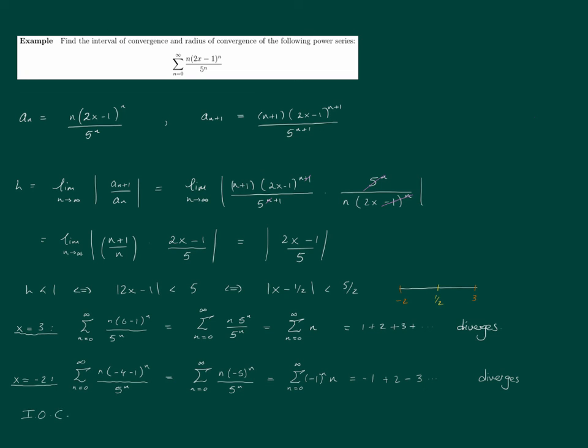So the interval of convergence is going to be the open interval without either endpoint. And just to highlight back up here, this tells us that the radius of convergence around a half is 5 over 2. So we found the radius of convergence and we found the interval of convergence.